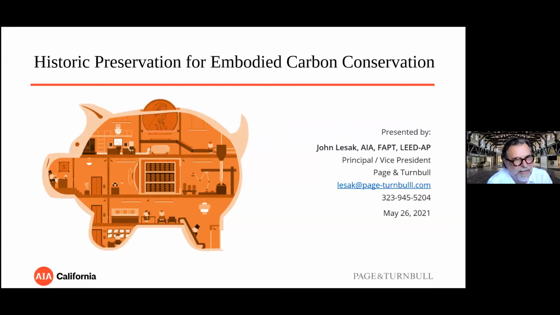I'm John Lesak. I'm a principal with Page and Turnbull. That's my day job. I have other things that I do. I teach a course in historic preservation and sustainability within the Heritage Conservation program at USC under the School of Architecture. And then I live in South Pasadena. I'm a South Pasadena Planning Commissioner. I also am a board member for Preservation Action. That's a nonprofit group that lobbies federally for funding and changes in legislation that are in favor of historic preservation.